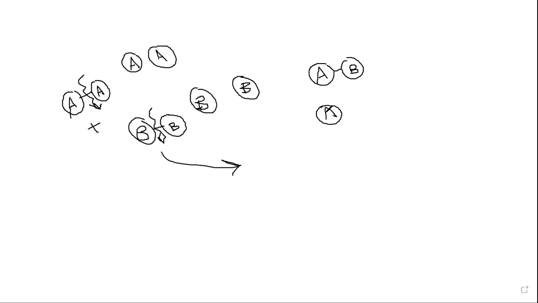So what is the new substance which is formed? Yes, Nano? AB. So here, we started with two different substances. Substance A reacts with substance B to produce a new substance, which is AB. Is it clear, guys, here?